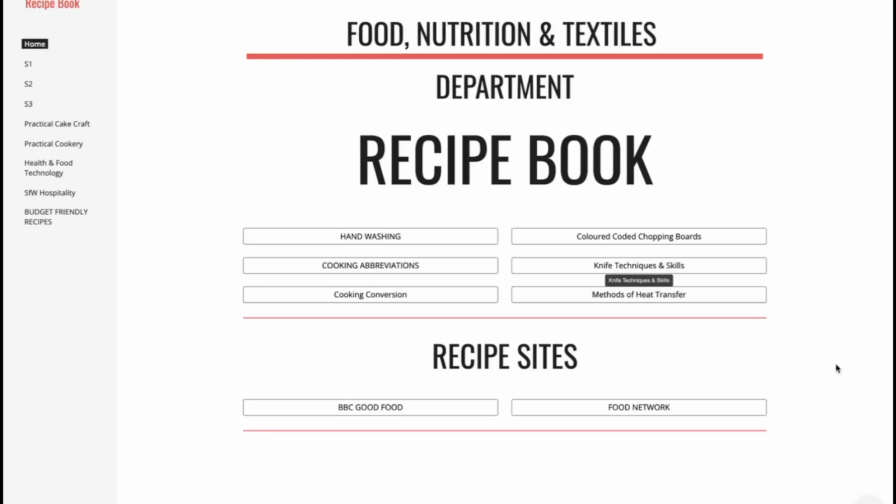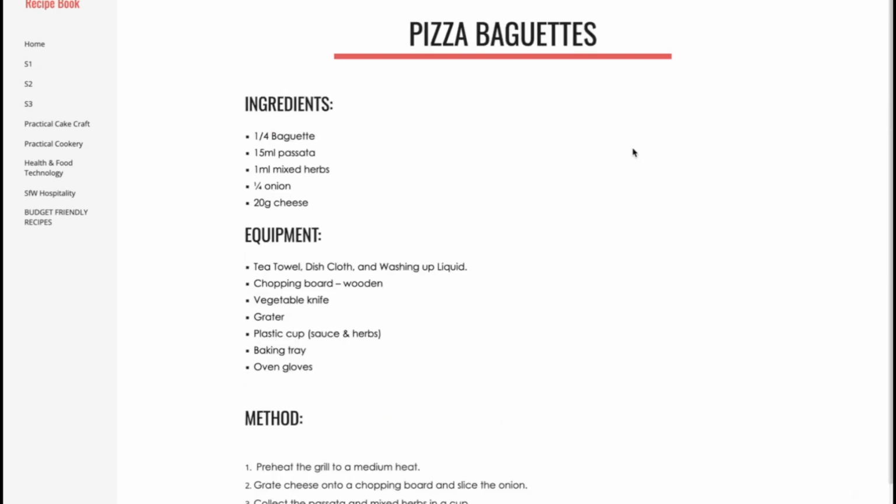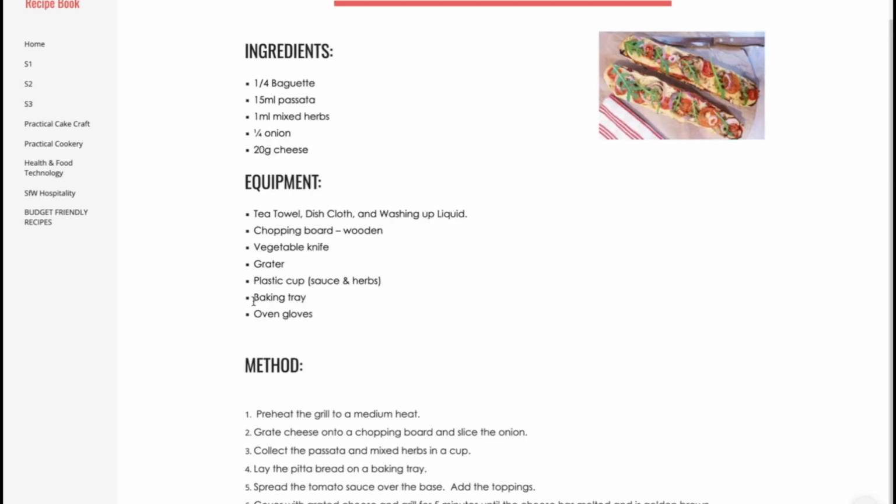And my chopping boards and knife skills. And then I've linked it to external recipe websites that are maybe more suitable, that I want the pupils to view rather than them going off to other ones. For instance, when I go into my S1, it'll give me all the recipes I've inserted. So say they're doing pizza baguette, I've inserted an image, the ingredients, the equipment, and the method.